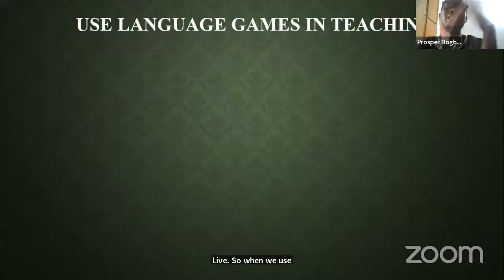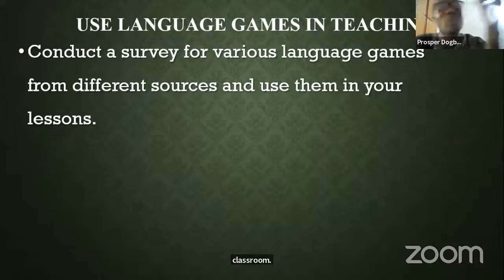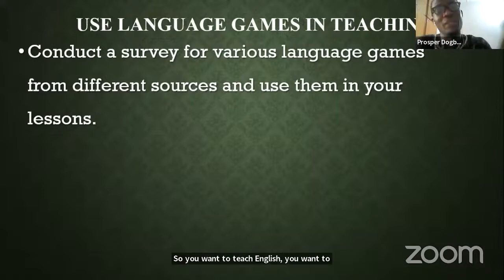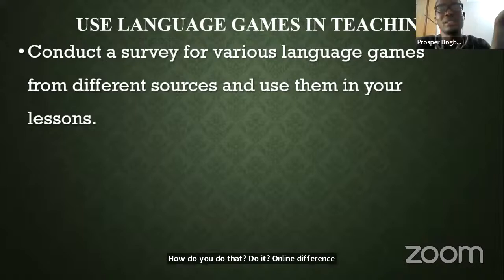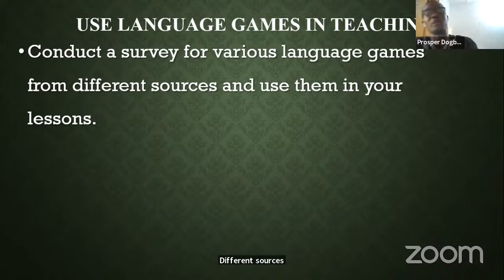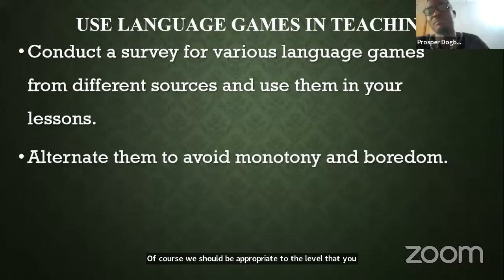There are a lot of language games that we can use in our classroom. So you want to teach English, you want students to perform in it. Use language games that will involve the students in your lesson. How do you do that? Do a survey online. Look for various games from different sources and use these in your lesson. Of course, they should be appropriate to the level that you teach. Then alternate them. Don't always use one game. Alternate them to avoid monotony and boredom.